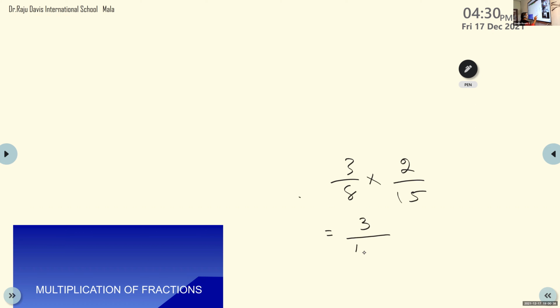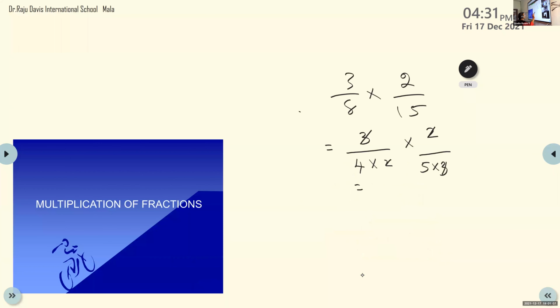8 you can write as 4 into 2, because here 2 is there in the numerator to adjust with. Again, 2 you cannot do anything, you write as it is. But 15 you can write as 3 into 5, because 3 is there in the numerator. Then 3 and 3 get cancelled, and 2 and 2 get cancelled. Nothing is there in the numerator, so consider it as 1.